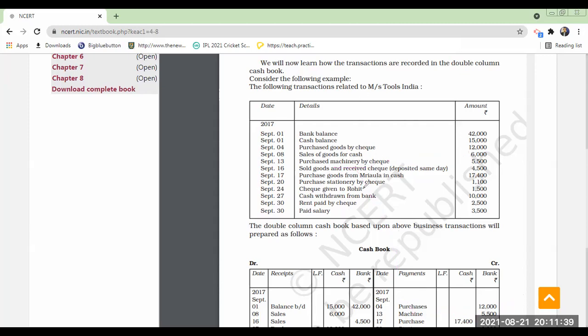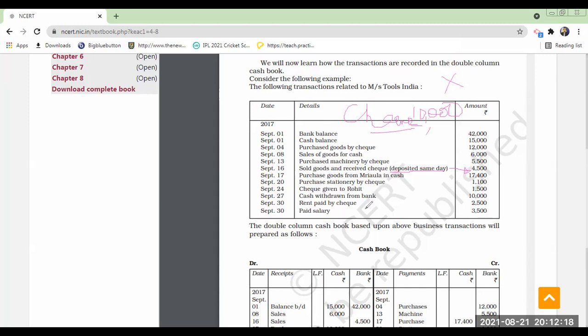Okay. Next one you see, sold goods and received check, 4,500 rupees. See, this is very, very important. You see, deposited same day. When another transaction comes, I will explain the difference. Kindly remember one thing. Suppose X has to give us money, 10,000 rupees. Let us take for example. He issued a check for us. Now, you can deal with this check in two ways.